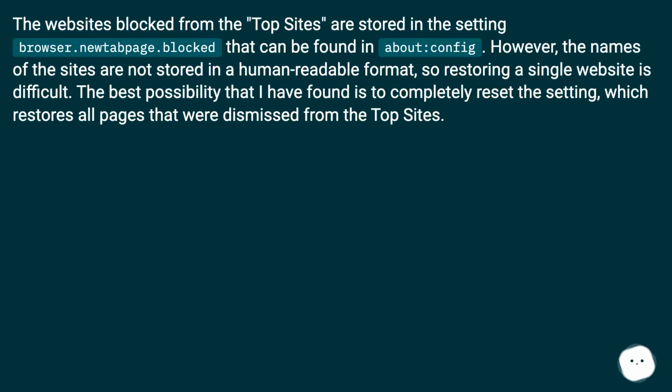The websites blocked from the top sites are stored in the setting browser.newtabpage.block that can be found in about:config. However, the names of the sites are not stored in a human-readable format, so restoring a single website is difficult. The best possibility that I have found is to completely reset the setting, which restores all pages that were dismissed from the top sites.